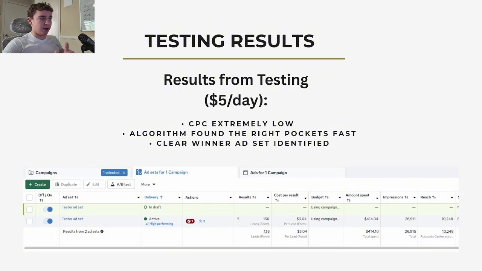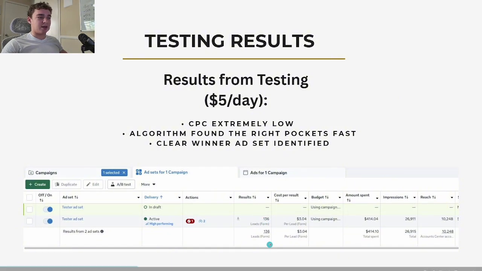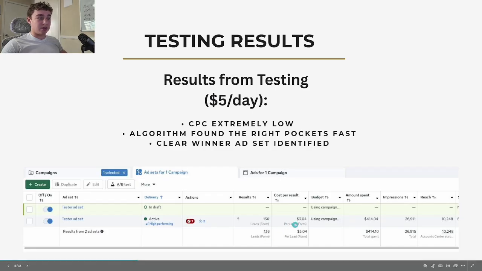It was very clear, and when we identified that winning ad set, we just simply scaled it from $5 to $10 a day. And as you guys can see, going back to it, this ad set performed unreal. We had 136 leads at $3 per lead.